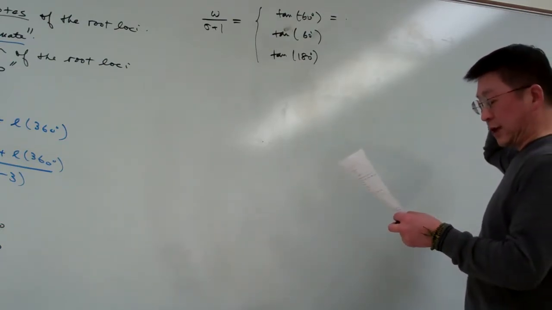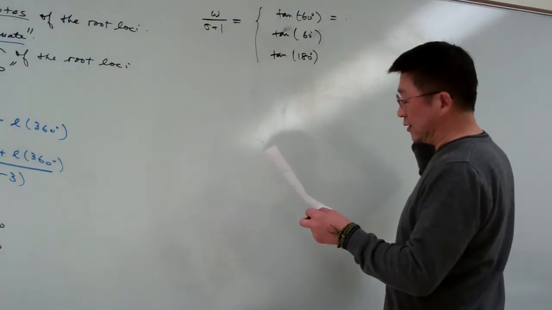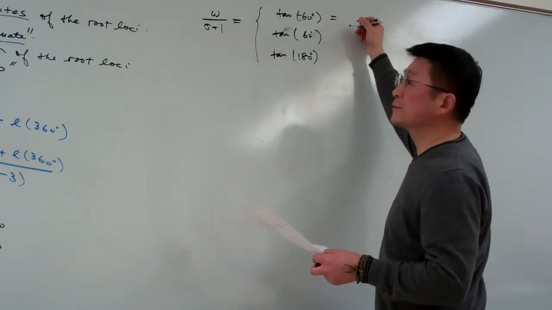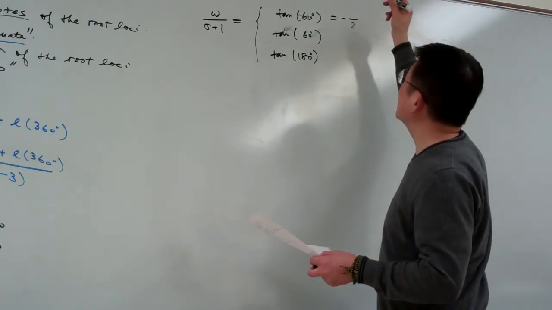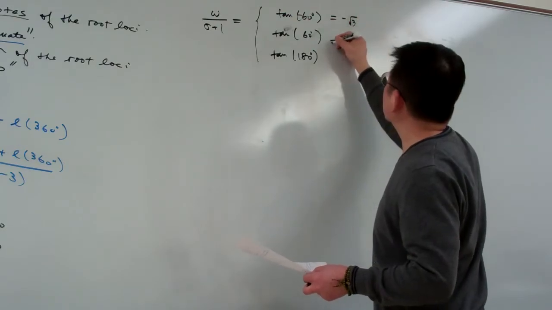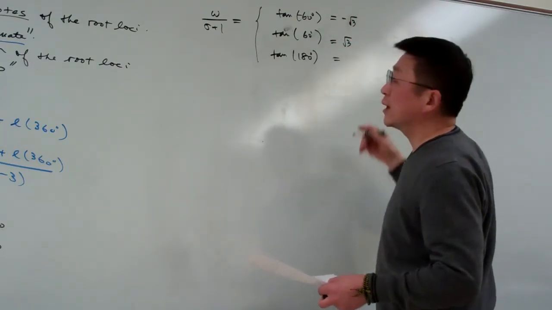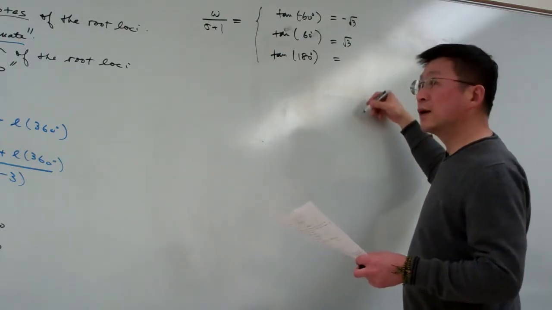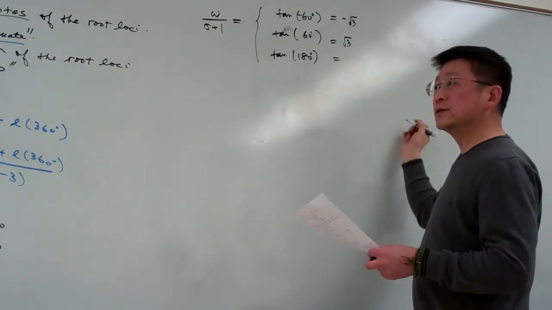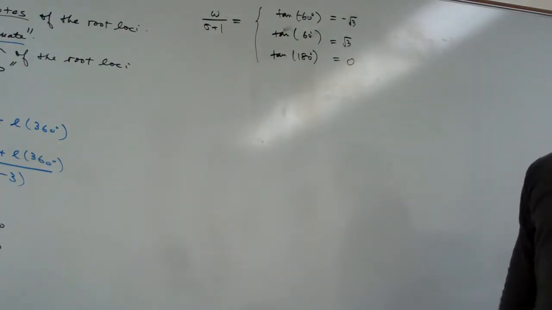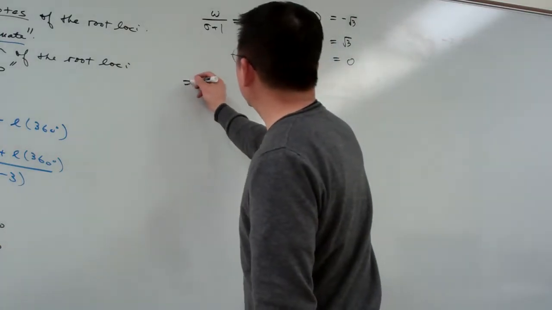I think I have a mistake here, but anyhow we keep doing. So this one is how much? Minus 2. This is minus square root of 3, and this is square root of 3, and 180. 180 is how much? 0. Okay. So here we have the possibilities.